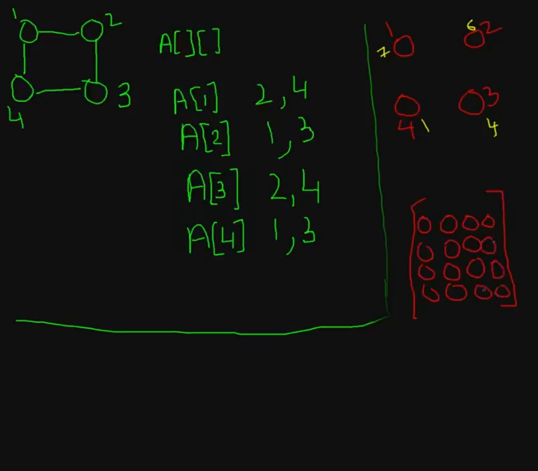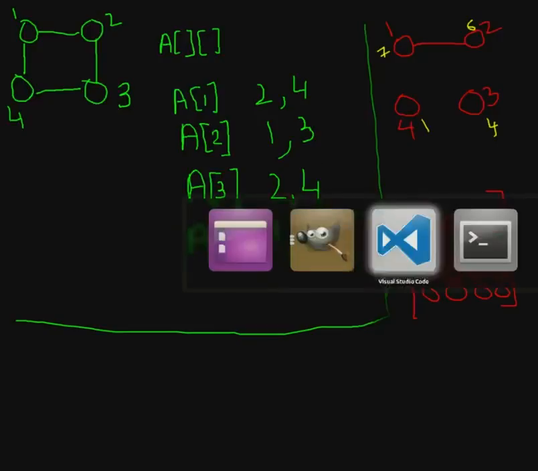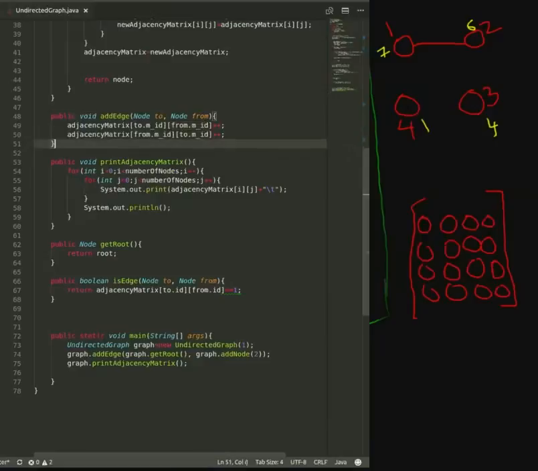Okay, so let's say I want to add an edge between node 1 and node 2 right over here. So what our code will actually do to add this edge is that to is equal to 1 and from is equal to 2. Now it will do adjacency matrix at to.id, from.id, so adjacency matrix at 1, 2 is going to be set to 1.